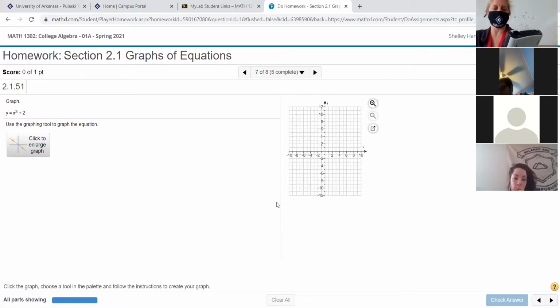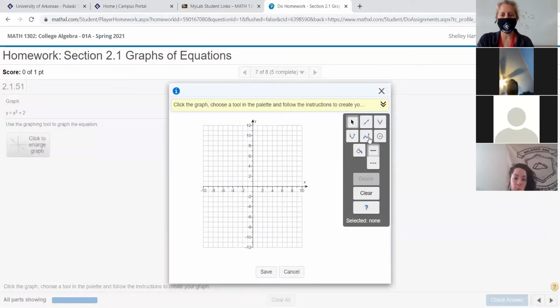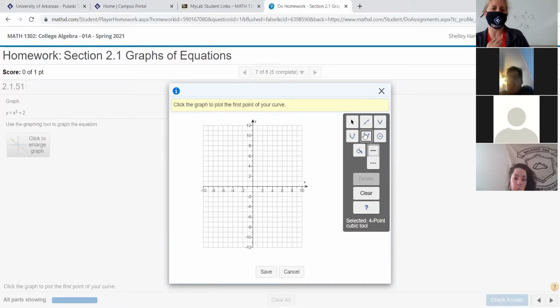Now I'm going to go to second table to get all of my points. I'm going to click to enlarge graph. Over here, see that squiggle? This says 4-point cubic tool, right? Because it was x cubed. So I'm going to hit that. Now it just says graph to click, plot your first point. Doesn't matter, any points. I would scroll down here until you're not going to be able to graph these -214s and stuff like that. So come down here where your numbers are good.